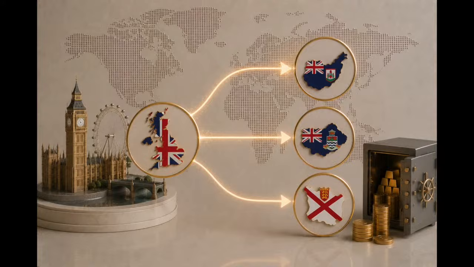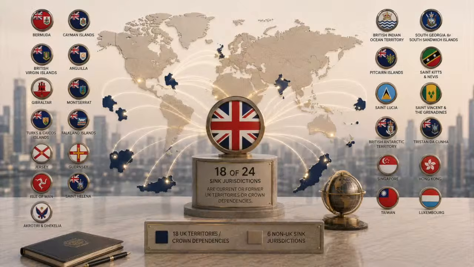Finally, coming to the United Kingdom and its various dependencies, the UK case is less a single pairing than an integrated system. 18 of the 24 sink jurisdictions are current or former UK territories or crown dependencies. The City functions as a conduit, the dependency network functions as a family of sinks. And this is why the UK sits simultaneously amongst the largest conduits and at the head of the largest sink cluster.